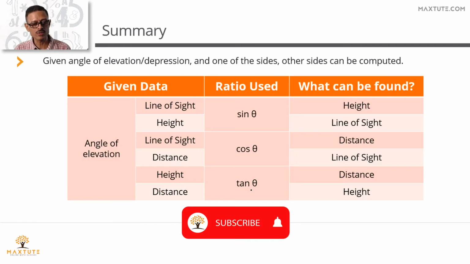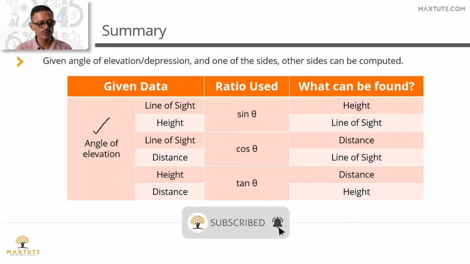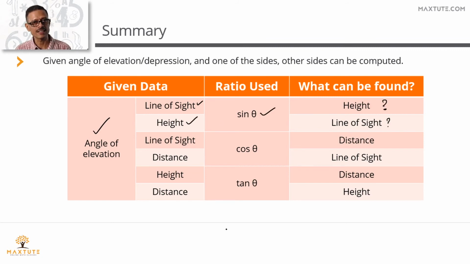Let's put all of these together in this table. Definitely you know the angle of elevation. If that is known to you, and line of sight is known to find out height, or height is known to find out line of sight, then we'll go for sine theta.